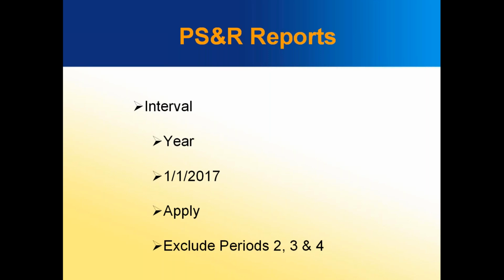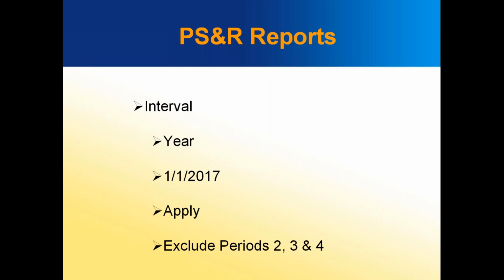1/1/2017 and hit apply. Now, it'll blink for a second. And when it blinks, it's going to have a grid of boxes. And you want to exclude the periods 2, 3, and 4. And the reason for that is that's 2018, 19, and 2020, and basically all that's going to be is extra paper that you don't need. All you want for this one is 2017.